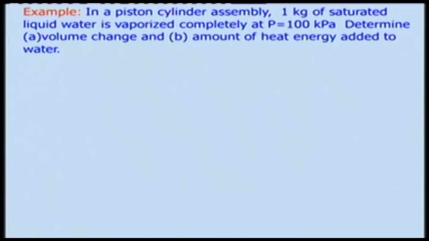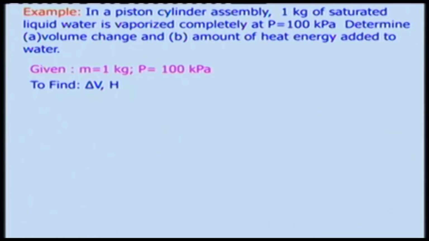So let us take an example to illustrate how to use the steam table. In a piston cylinder assembly, 1 kg of saturated liquid water is vaporized completely at 100 kilopascal, and we need to determine the volume change and the amount of heat energy added to the water. So that is what we need to do. The mass is 1 kg and the pressure is 100 kPa, and we need to find the change in volume and enthalpy. So how to go about this?